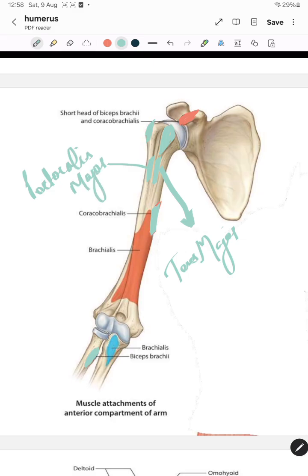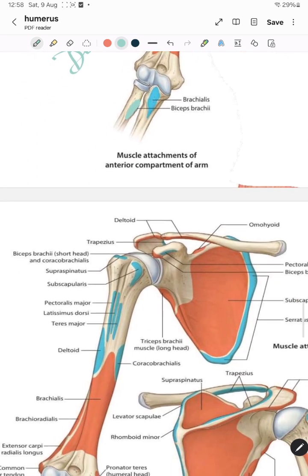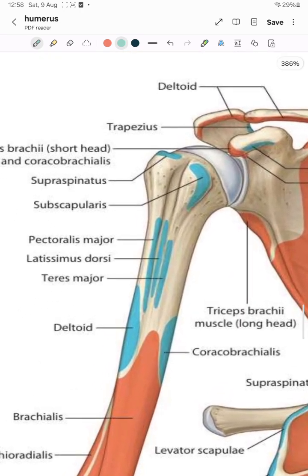In between them we have latissimus dorsi. So the mnemonic will be: a lady between the two majors. Two majors are the teres major on the medial lip, and on the lateral lip we have the pectoralis major, and in between them we have a lady which is known as the latissimus dorsi.